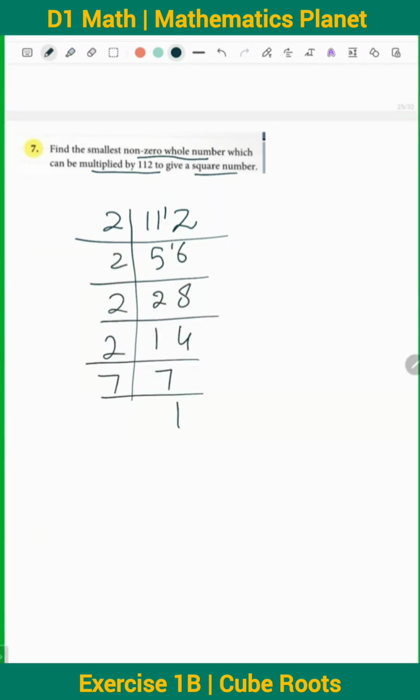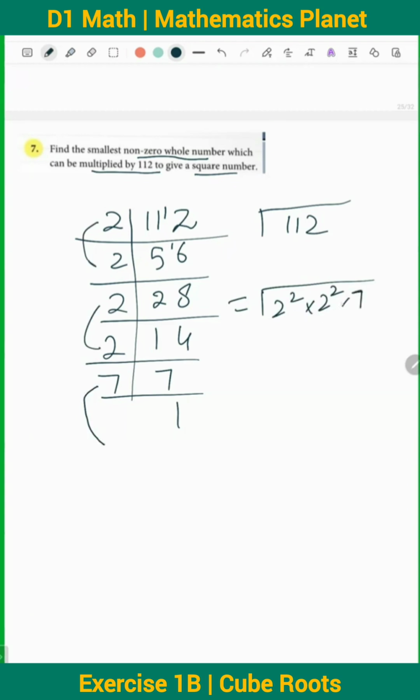Now listen to me carefully. When we write square root, we need to write the pairs. So can we get the pair? Yes. Can we get the pair? Yes. But we didn't get the pair with 7. So if we get the pair of 7, then we can complete the square root. So what is the missing number? 7. Very good. Now let's multiply 112 with 7.